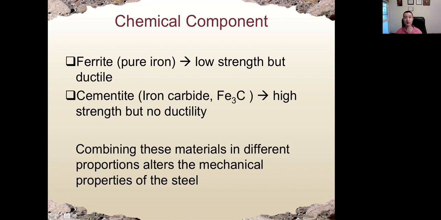So if we increase carbon content in reinforcement, we increase the percentage of cementite. So the strength of the rebar will be higher, but it will reduce the ductility. Okay. So we combine the percentages of these two components. Okay. So we can alter the mechanical properties of the steel. More cementite, we have higher strength, but the steel will be less ductile.